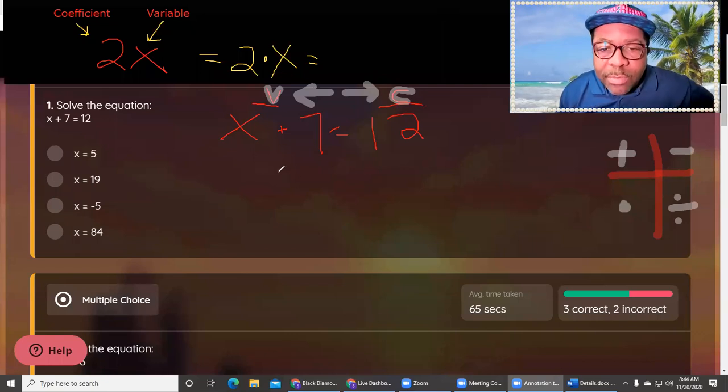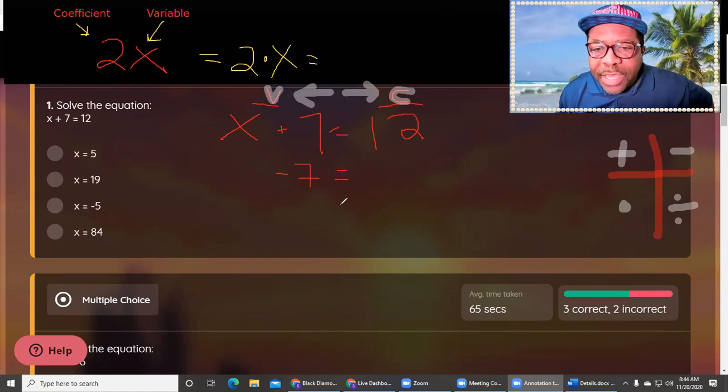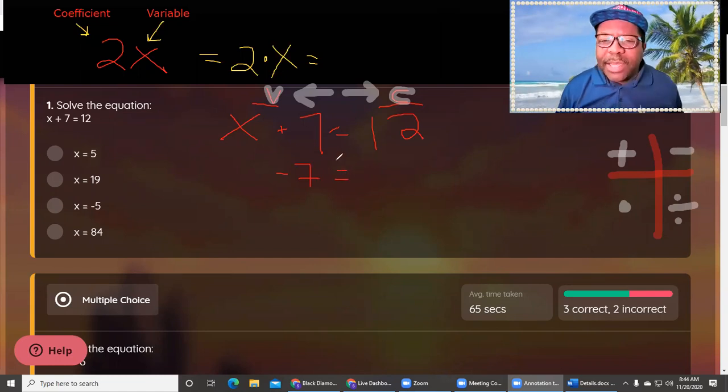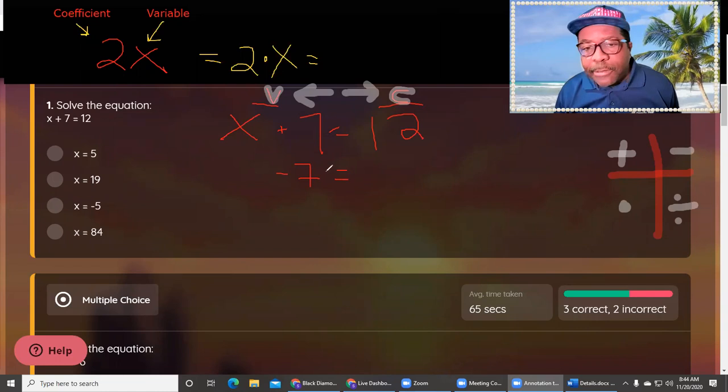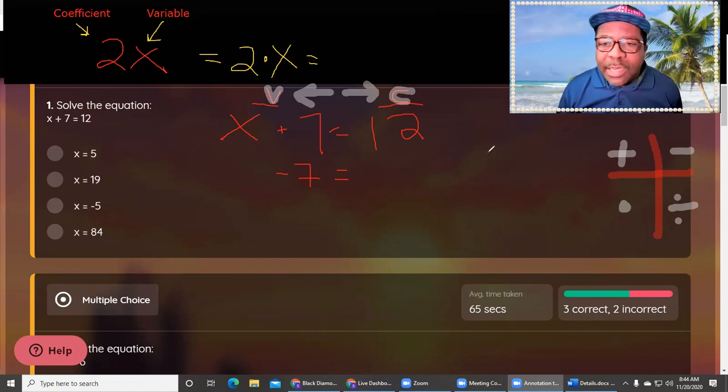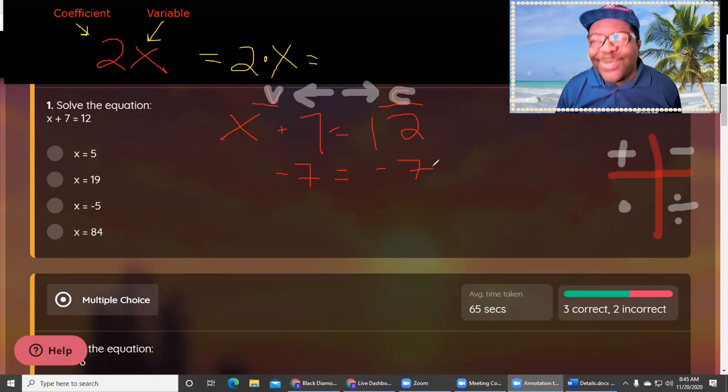So to do that, we're going to subtract 7 on both sides of the equal sign. Now, the equal sign is like two different lands. This is the variable land. This is the constant land. Variable land, constant land. So we're going to do the same thing on both sides of the equator, or equal sign.